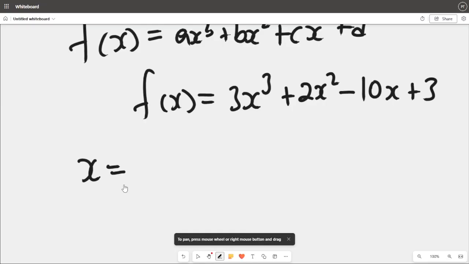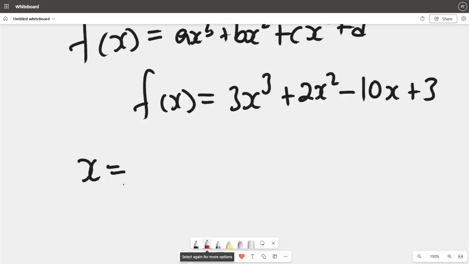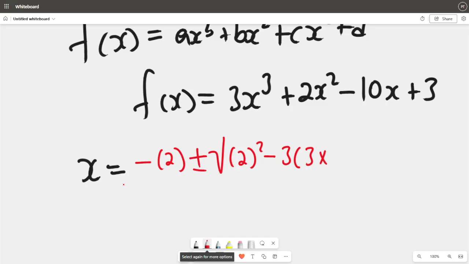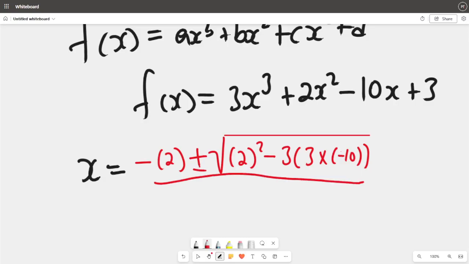right, now let's substitute the values. So the first one is b, so you're going to say negative 2 plus minus the square root of 2 squared minus 3 into the value of a, which is 3, multiplied by the value of c, which is negative 10, close bracket. Then you can create that square root line, leave it there, and then divide everything by 3 into the value of a, which is 3.